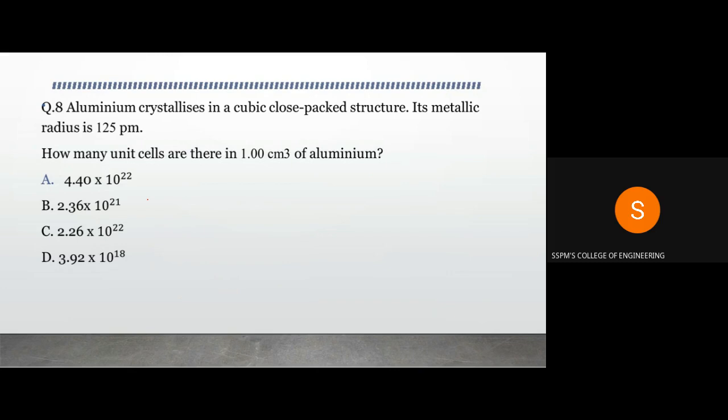Aluminium crystallizes in a cubic close packed structure. Its metallic radius is 150 picometer. So R is equal to 125 picometer. But in this case, how do we find how many unit cells are there in 1 centimeter cube of aluminium? So first find the value of R. In cubic close packing, CCP is the same as FCC. So R is equal to 125 picometer.